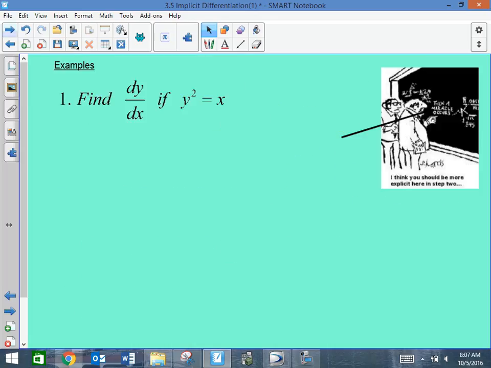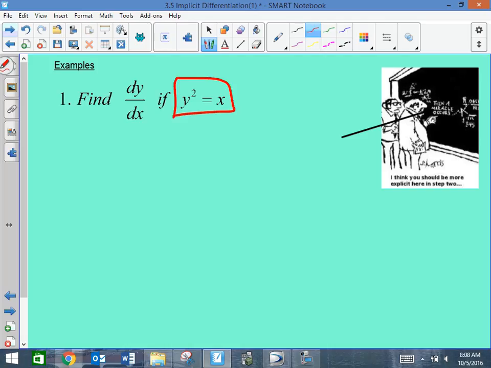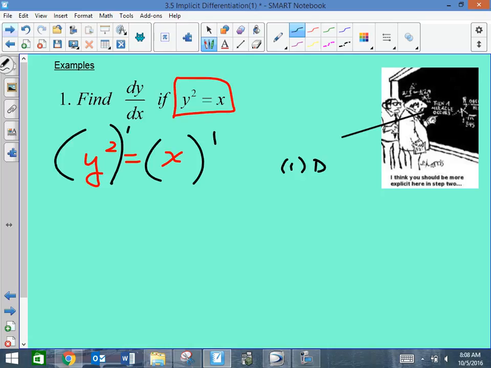All right, now again, y squared equals x is your example, and if you solve that for y, you get two different functions. So here's what we're going to do. We're going to differentiate. So I'm going to do this, just to say that that's what I'm doing. That's step one. Differentiate both sides, okay, with respect to x. That's key there. X is our independent variable, like always.